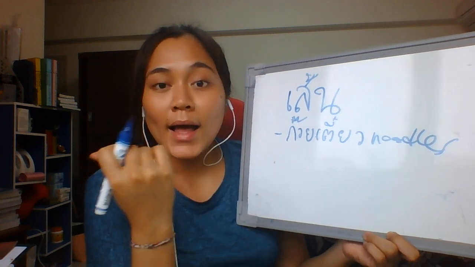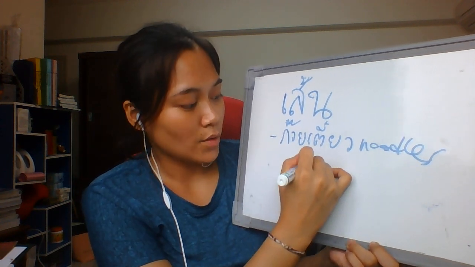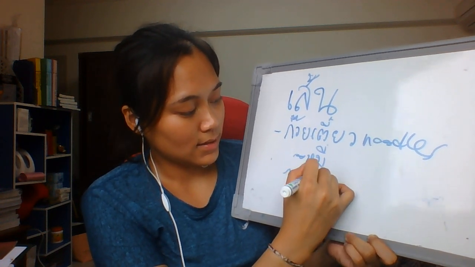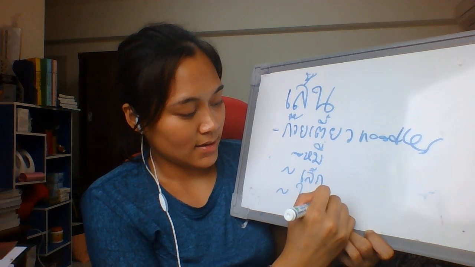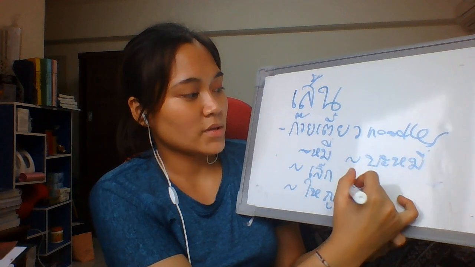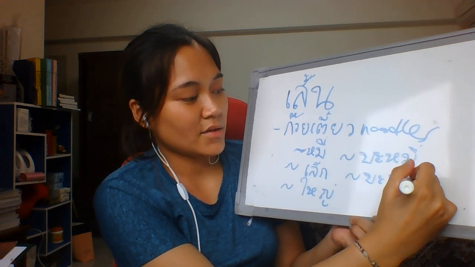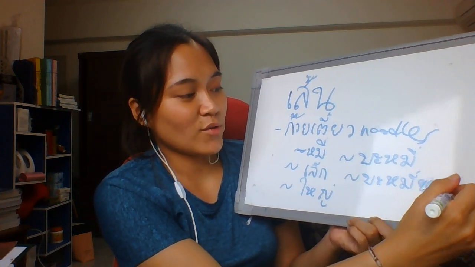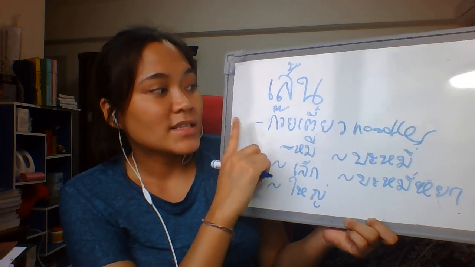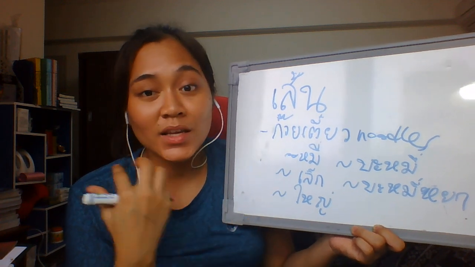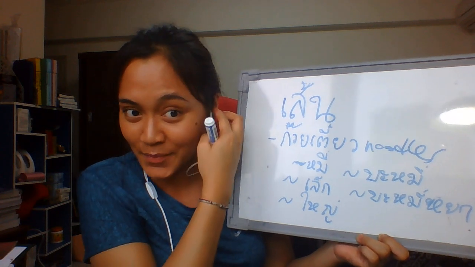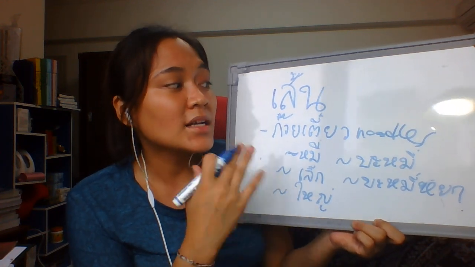เส้นหมี่ เส้นเล็ก เส้นใหญ่ เส้นบะหมี่ or เส้นบะหมี่หยก, it's very famous in MK restaurant. They have เส้นบะหมี่หยก. These are the types of เส้นก๋วยเตี๋ยว, noodles, like pasta. In Italy they have pasta, they have gnocchi, lots of types of pasta. And the same as well in Thailand, we have many kinds of noodles.